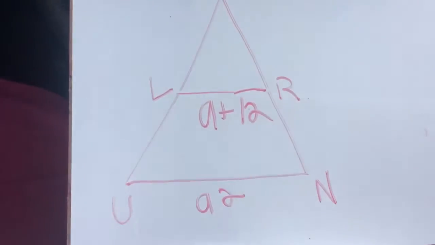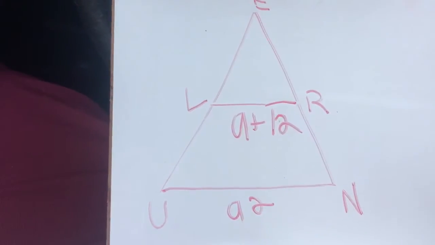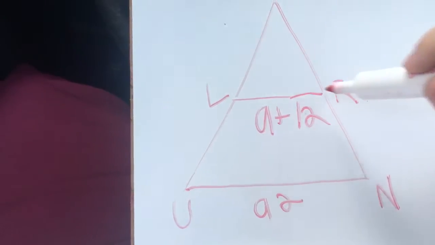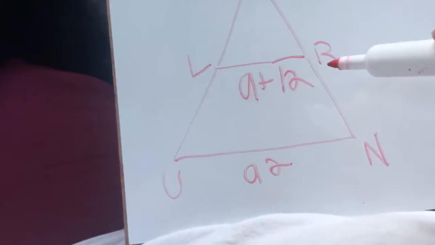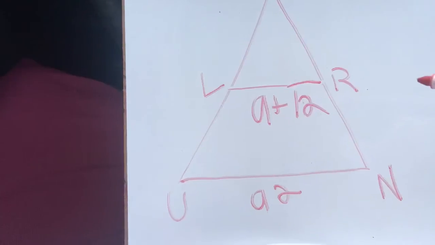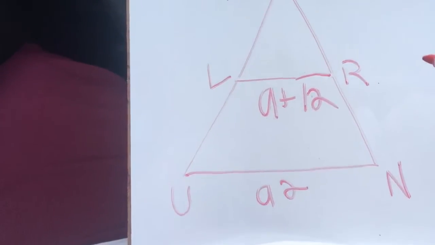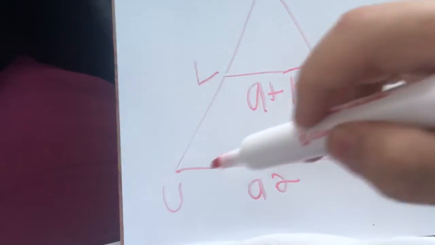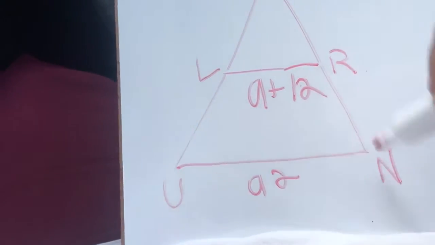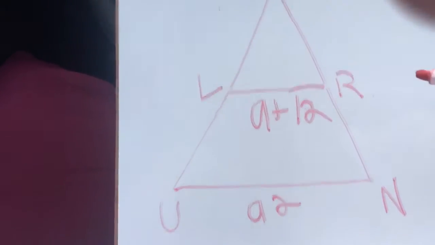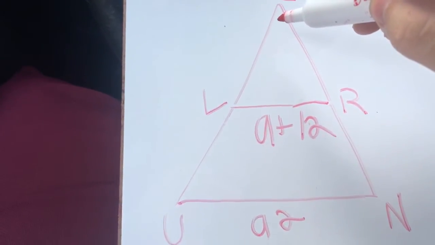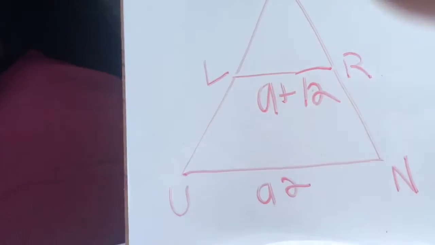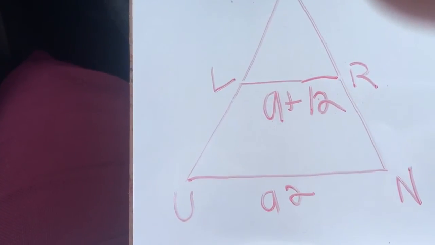So, you can't prove that these two triangles are similar. This triangle UEN is similar to LER by angle postulate, because we don't know if these two lines are parallel, so we can't know if these two angles are equal or these two angles are congruent. We know this angle is equal to itself because that's by the reflexive property, but we don't know if these two angles are equal to themselves, and we don't have sides.